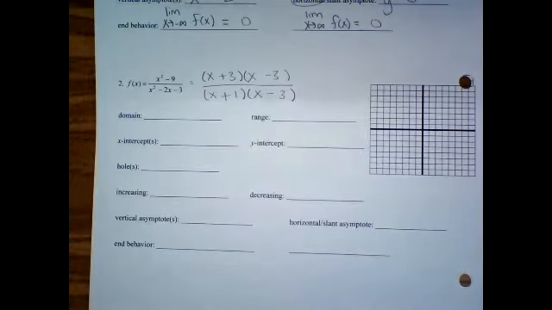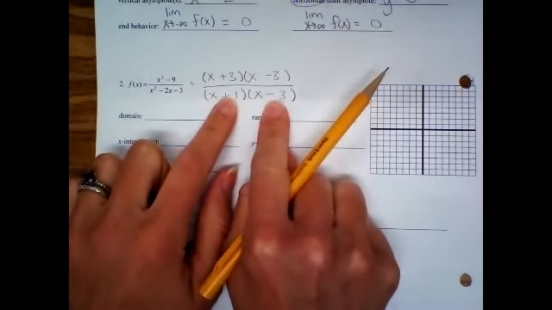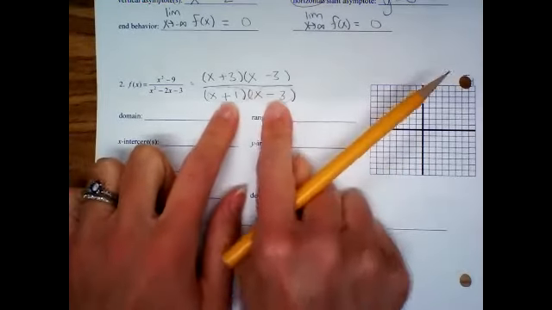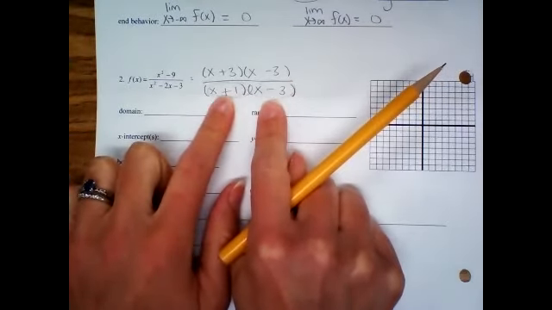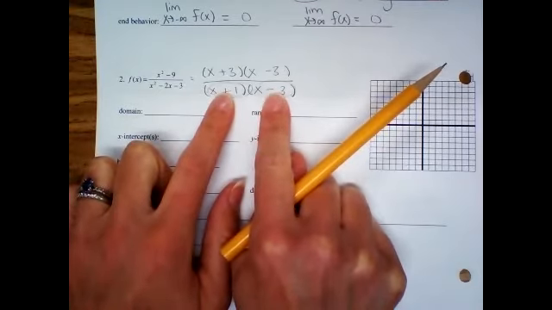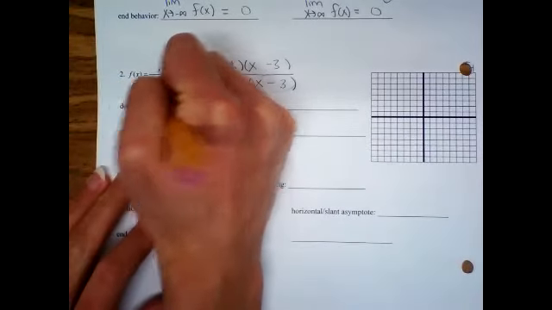So first, we're going to do the domain. There are 2 troublemakers this time. There are 2 values that have to get excluded from the domain party. Who are they? -1 and 3. Does it matter what order you put them in? Yes, you have to go smallest to biggest. So we're going to leave out -1 and we're going to leave out +3.